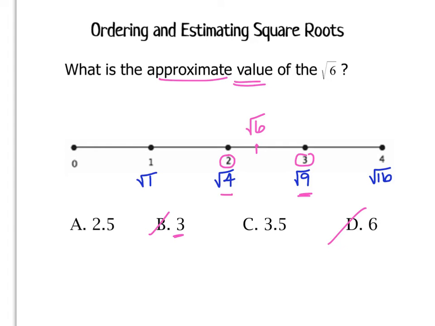That's not going to be our answer. Now I have 2.5 and 3.5. Well, again, I've already identified it's in between 2 and 3, so it's going to be about 2.5. It's not exactly 2.5. It's not exactly in the middle, but that's the approximate value. 3.5 is definitely out because that would be right about here.